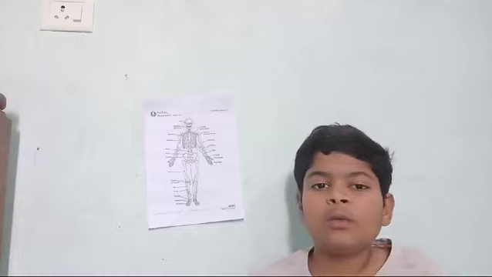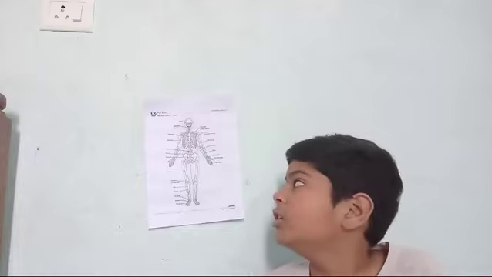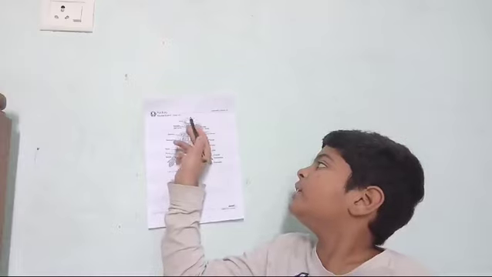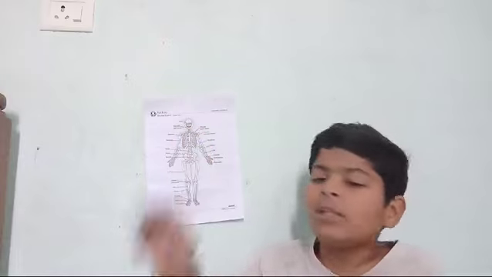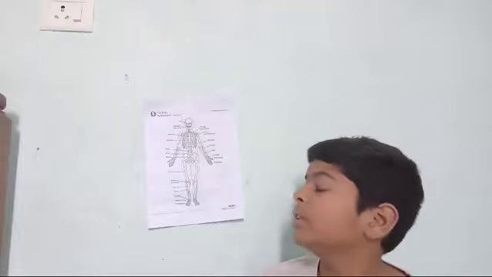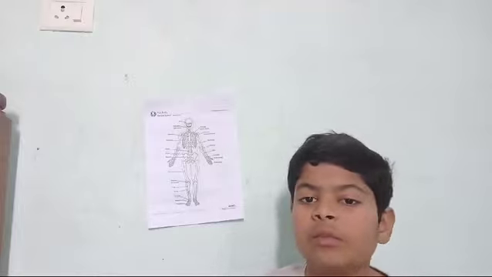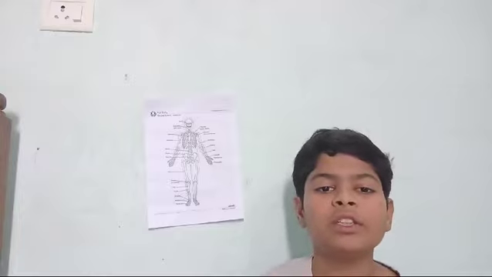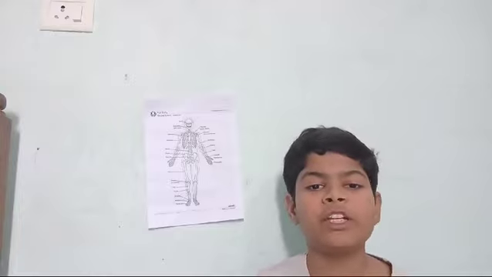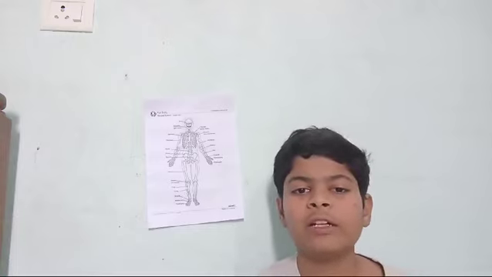Now let's move to our real topic, that is our skeletal system. Our skeletal system mainly starts with our skull. The skull is divided into two parts, that is our cranium bones and facial bones. Cranium bones consist of a total of 8 bones and facial bones consist of 14 bones. So we can know that the skull is composed of 22 bones.